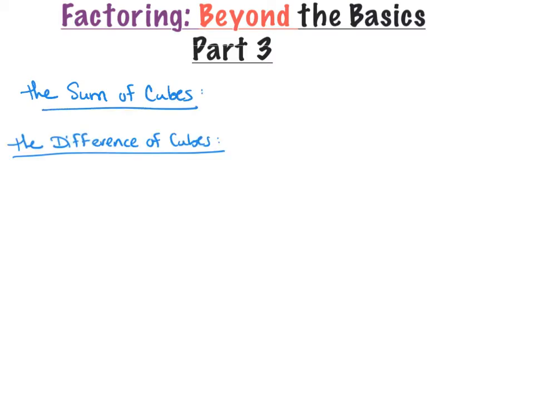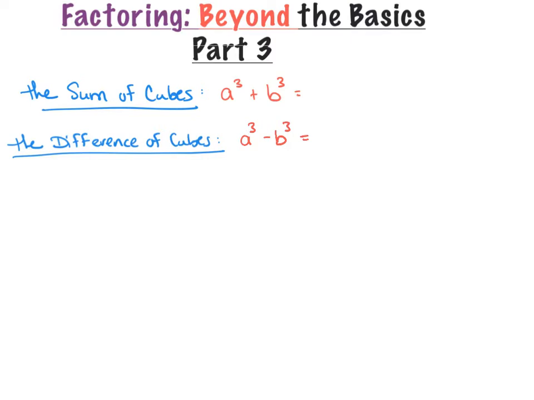So to start with, the sum of cubes formula looks like this: a cubed plus b cubed. It has two terms, just like the difference of two squares, but the two main differences are, of course, there's a sum instead of a difference, and the terms are perfect cubes, not perfect squares. The difference of cubes starts out the same way, it's just being subtracted, a cubed minus b cubed.